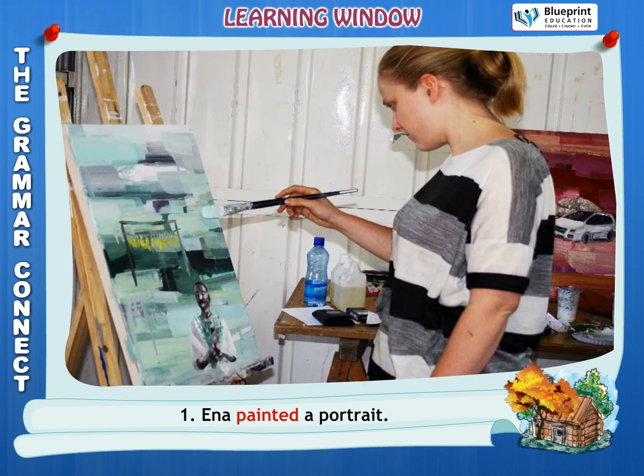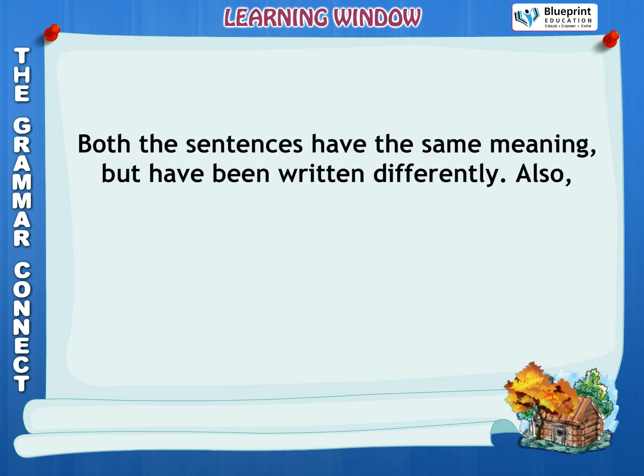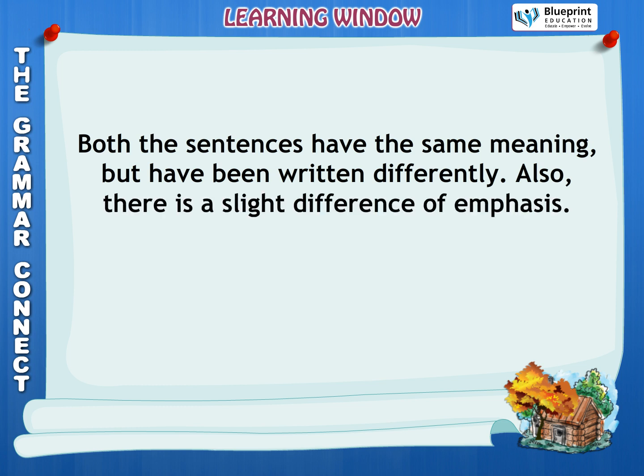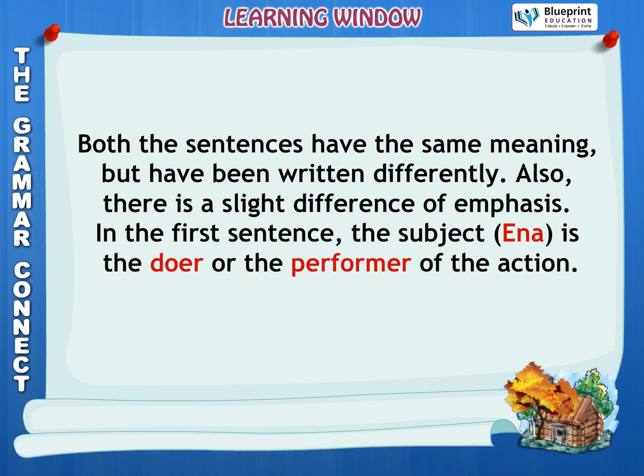Learning window. Look at these sentences. 1. Ina painted a portrait. 2. A portrait was painted by Ina. Both the sentences have the same meaning, but have been written differently. Also, there is a slight difference of emphasis. In the first sentence, the subject Ina is the doer or the performer of the action.